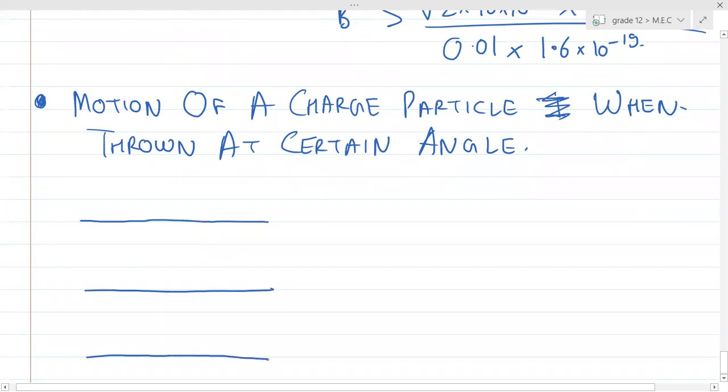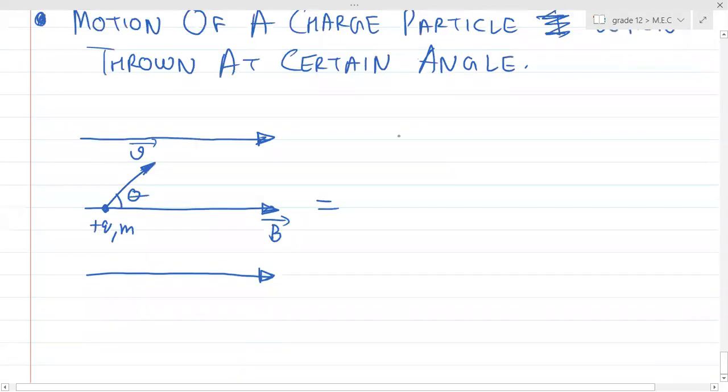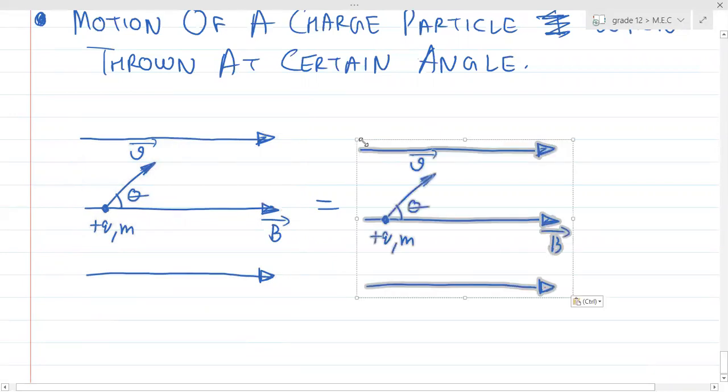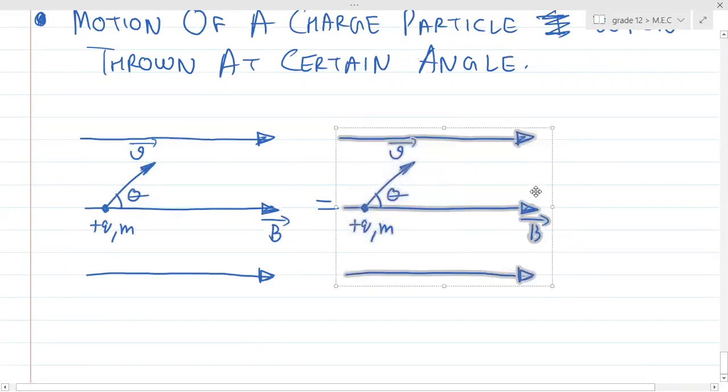But when you throw it at a certain angle, then see what happens. Suppose, guys, this is your magnetic field, which is acting towards the right. And now I have this charge plus q and mass m, and I am throwing this charge at an angle theta with the magnetic field. Can you see the angle between the velocity vector and the magnetic field vector is theta? Right or wrong? Yes, sir. So how will be the motion of this particle, which we are going to understand. What exactly will I do? I'll first break this motion into two separate motions.